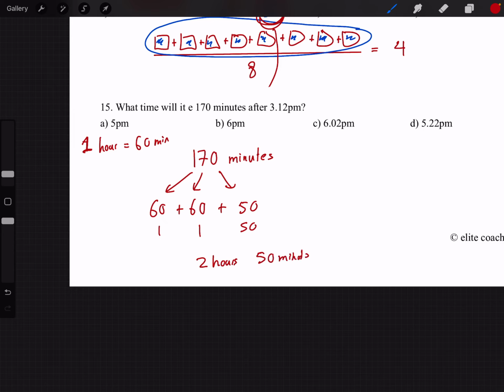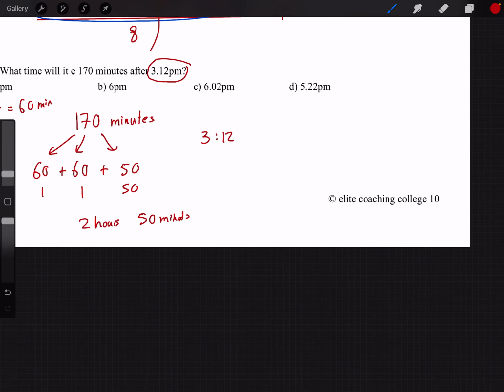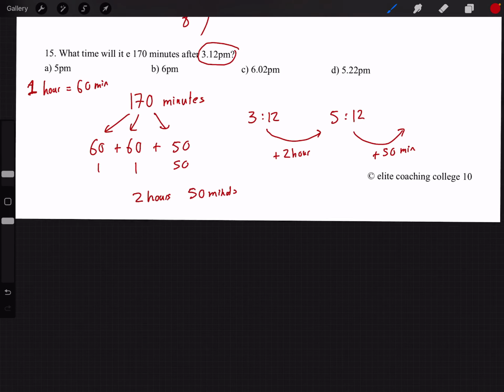So really it's asking you what's 2 hours and 50 minutes after this one. So let's have a look. You got 3:12. Let's add the 2 hours first, and that'll give you 5:12. Now add another 50 minutes. So you just added 2 hours and 50 minutes altogether, and you want to see what time. Can you work it out yourself? I'll leave that to you.